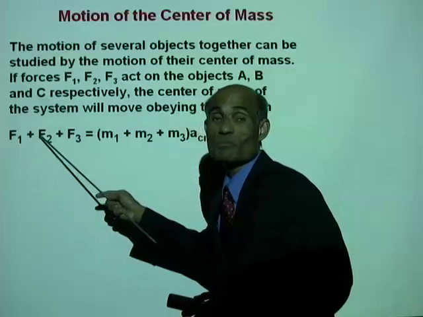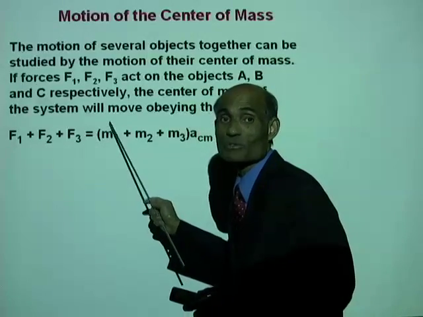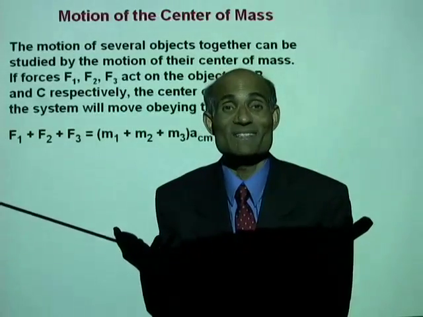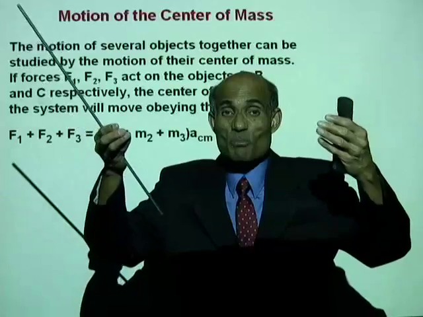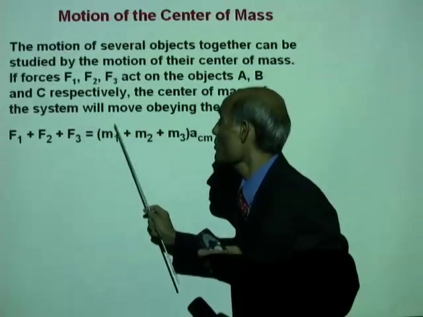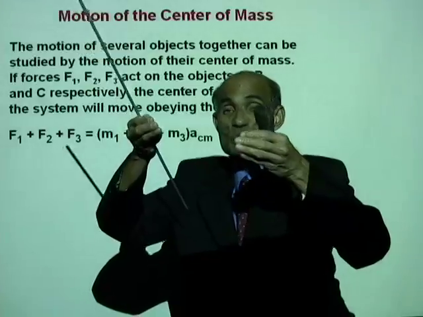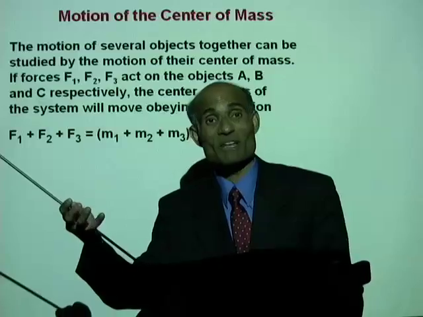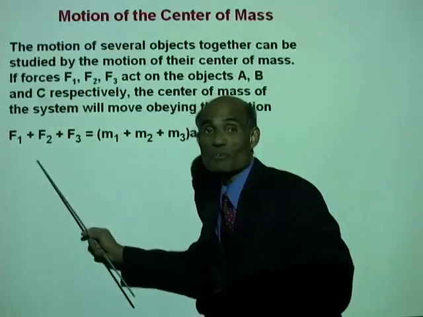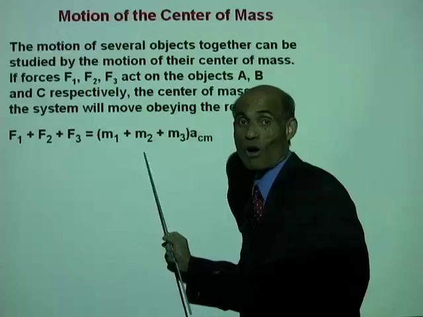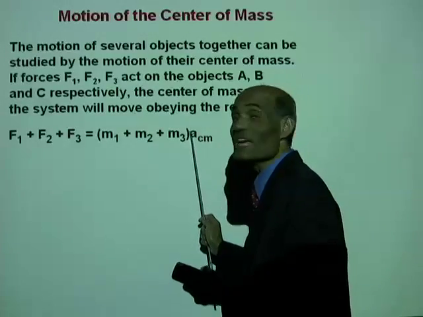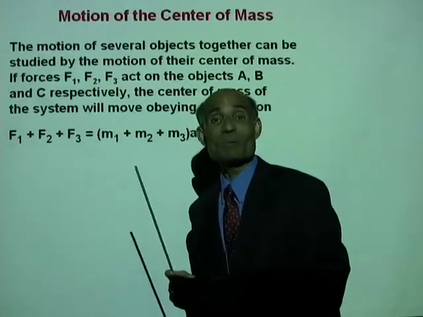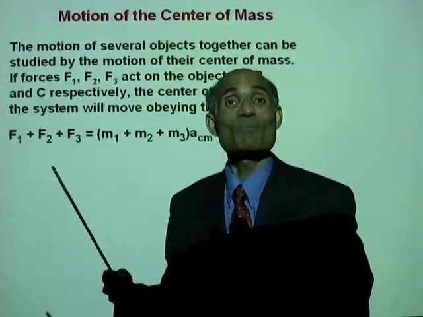So you will have F1 plus F2 plus F3 equal to, what is the total mass? What is the mass of the center of mass? You see, center of mass is a point where the masses M1, M2, M3 are assumed to be concentrated. So the mass of the center of mass is the sum of the masses. So we say the sum of the forces equal to the sum of the masses times the acceleration of the center of mass. So this equation represents the acceleration of the center of mass.